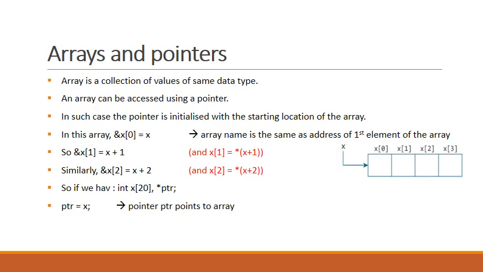Next is about the arrays and pointers, which is another important subdivision of using pointers. Array is nothing but a collection of values of same data type. This thing we have already studied in unit 2. So an array can be generally accessed using an iteration variable. Whenever we use an array, we use a for loop.